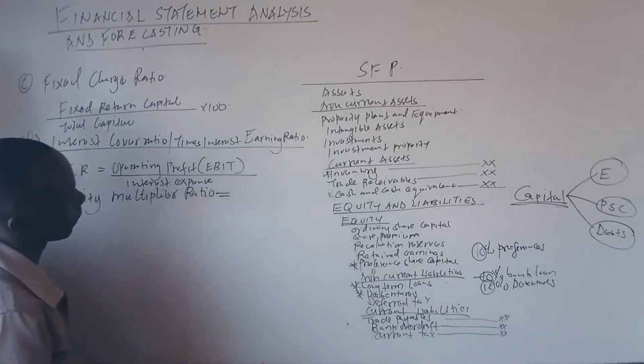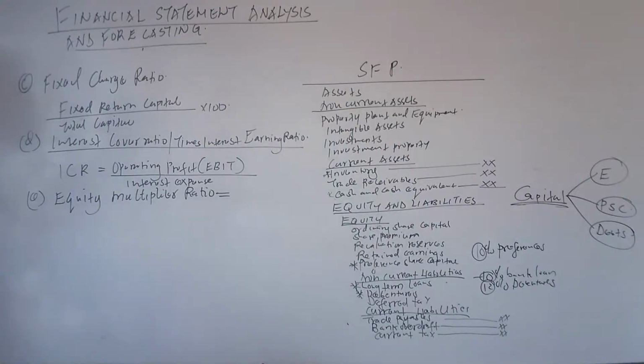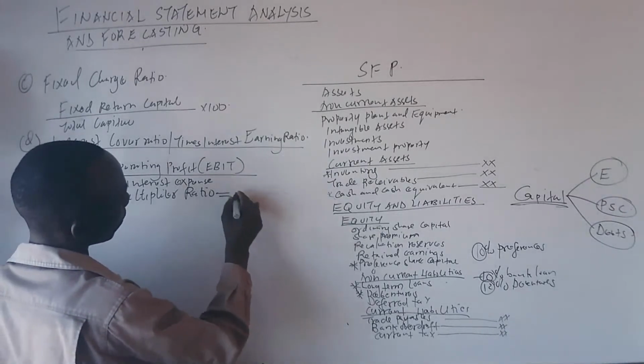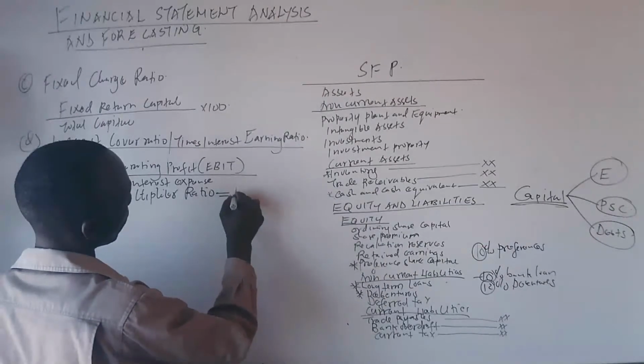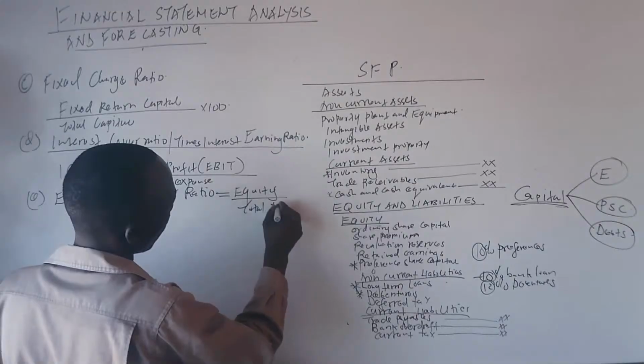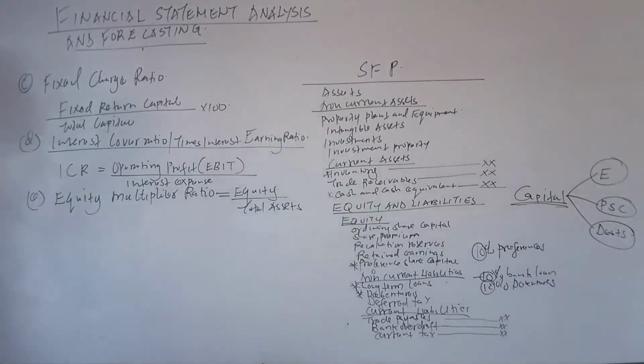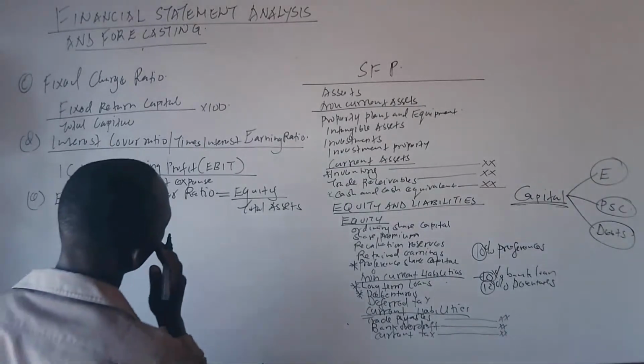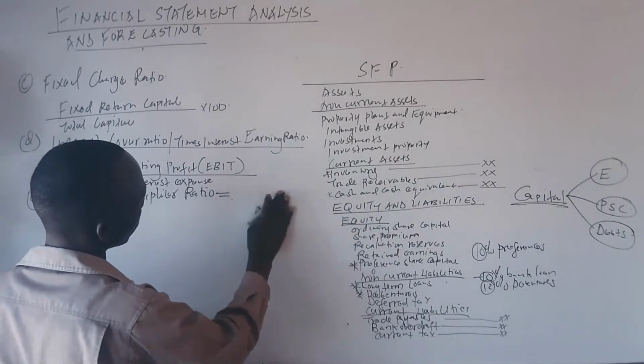You are going to take what? For you to get the equity multiplier ratio, you take the shareholders' funds or equity. Then you divide by what? You divide by the total assets. We have said this shows the relationship between the total assets and the shareholders' equity. Sorry, the vice versa is the case.